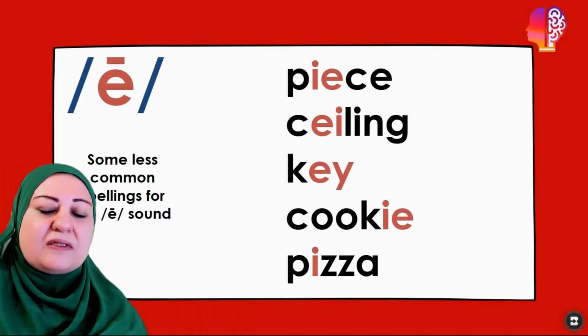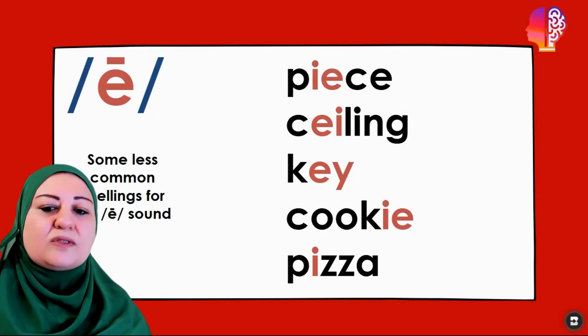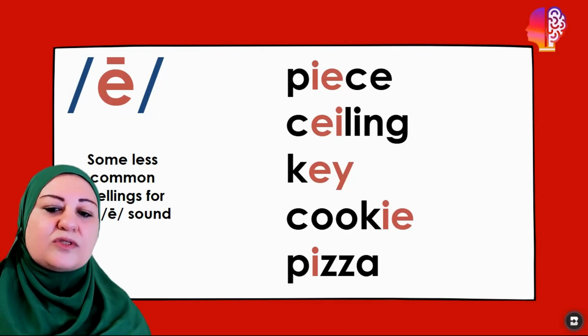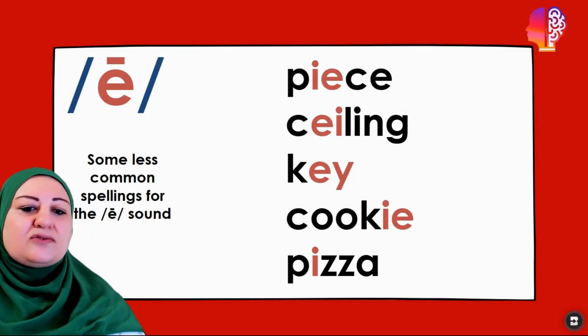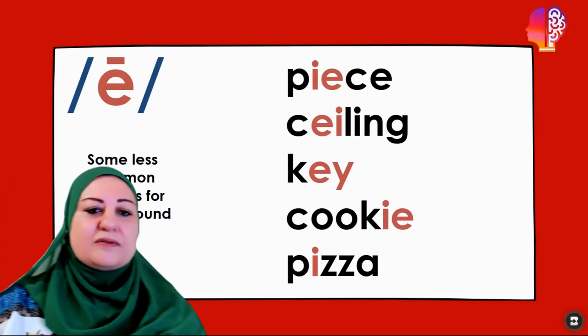Do you hear that? So as you can see, I designated these with a red color. Those vowel teams are in red, so you can see which parts of the word we're talking about. The word key, also the EI, like in key, has the long E sound. Or the word cookie, or the word pizza. You hear that? Pizza. It's an I, but it makes the long E sound. So these are the less common spellings for the long E sound.